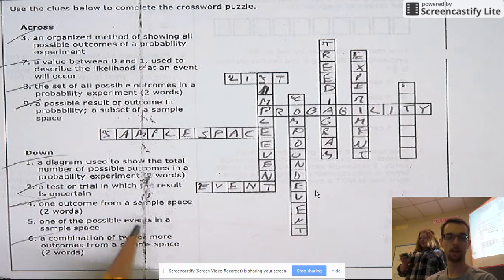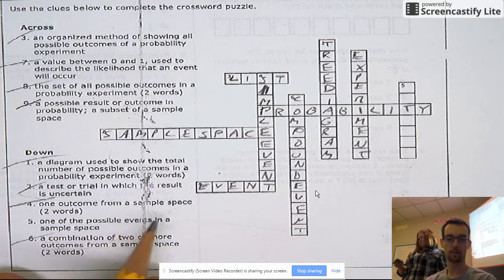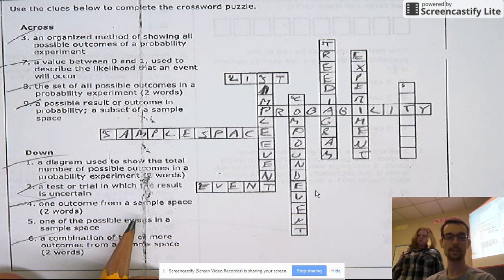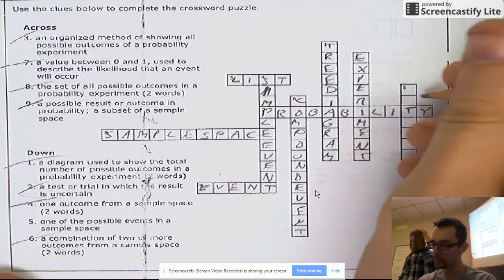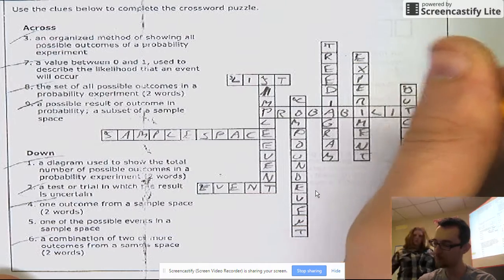Last one, number 5. One of the possible events in a sample space. Again, I don't like this word event because it's not an event, but one of the possible results in a sample space would be better. Okay, another word for result is outcome. Like, out come the zombies!